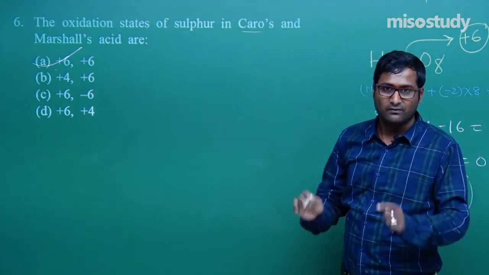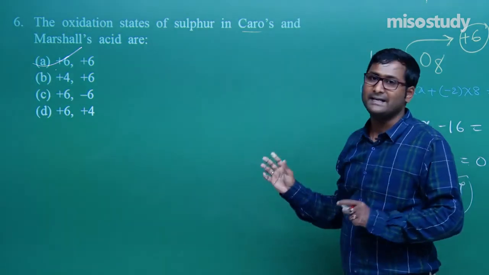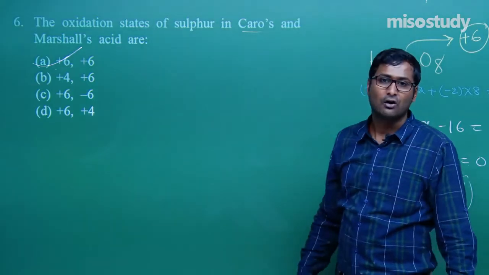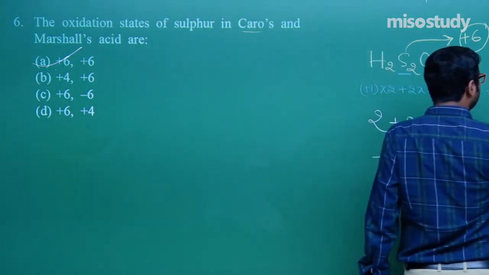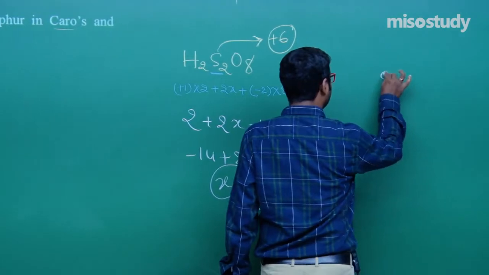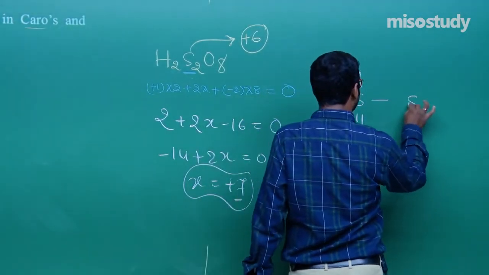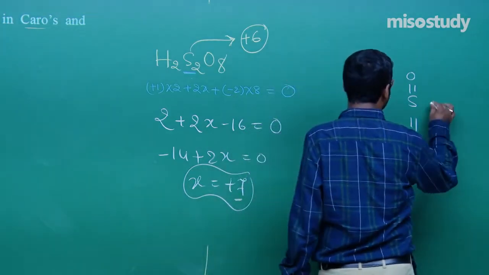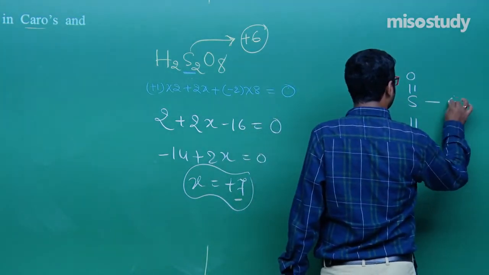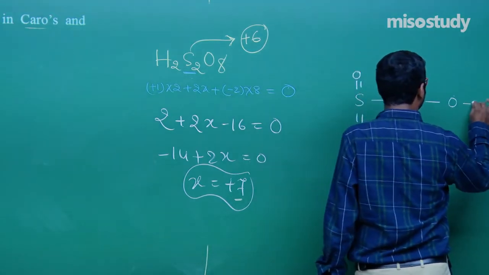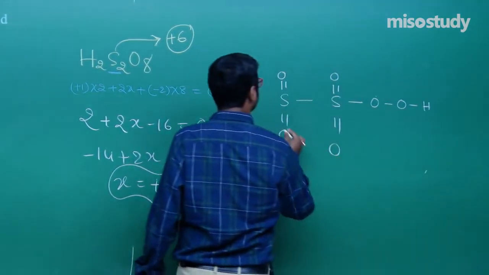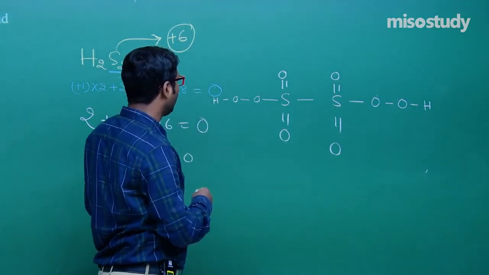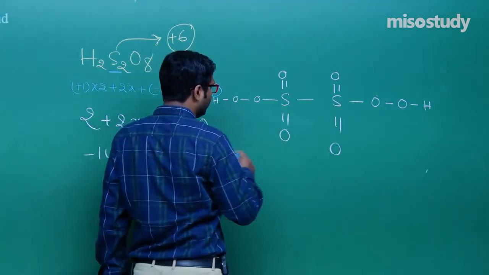Clear to you? If you have any doubt, you can easily approach me. Am I right or wrong? You can easily draw the structure also like this: H2S2O8, then O, then O, then H, then O, then O, then H. Am I right or wrong? Check out by looking at this, or if there is a different structure.